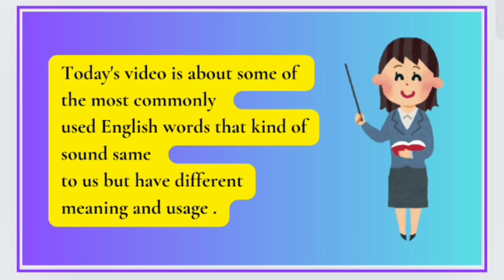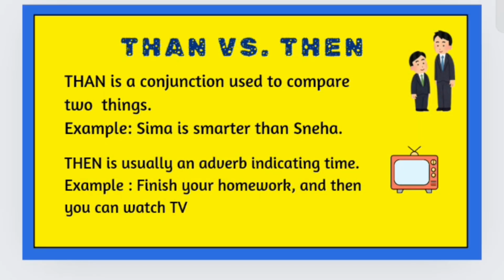Today's video is about some of the most commonly used English words that sound the same to us but have different meaning and usage. Our first set of words are than versus then. THAN is a conjunction which is used to compare two things. Now, when we compare a particular quality between two people or things, we use the word than.